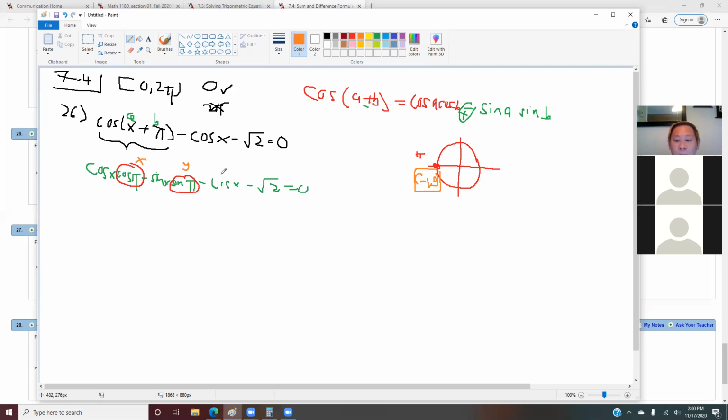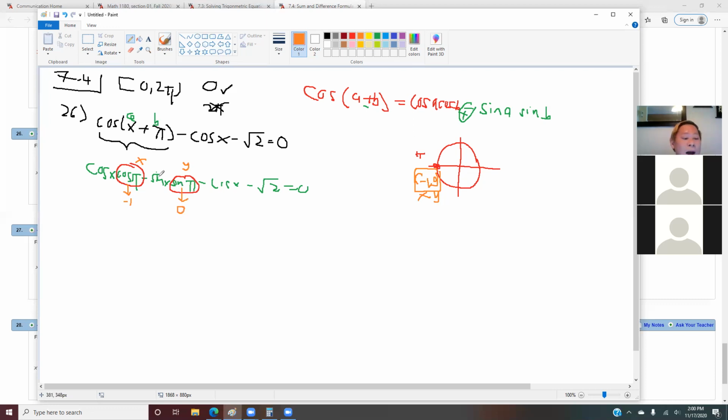This is X, this is Y. What's the X value on the unit circle? -1, right? Yep. So what is cosine pi? -1. And what is sine pi? 0. Yes, you're correct.